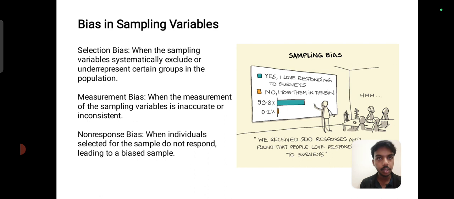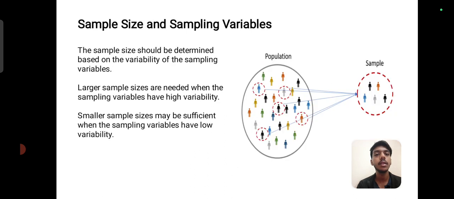Bias in sampling variables. Selection bias: when the sampling variables systematically exclude or underrepresent groups in the population. Measurement bias: when the measurement of the sampling variable is inaccurate or inconsistent. Non-response bias: when individuals selected for the sample do not respond, leading to a biased sample.